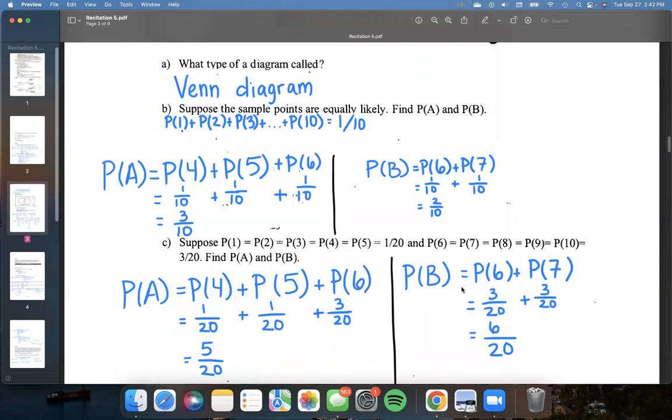And then for the probability of B, we're going to do 3 over 20 plus the probability of 7, which is 3 over 20, and we get 6 over 20.